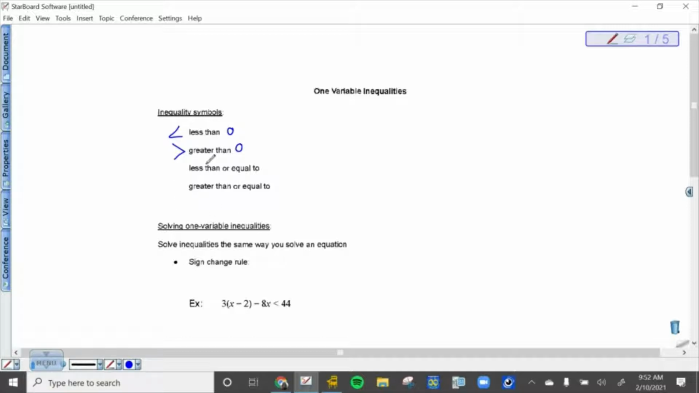Okay. And now less than or equal to, it's just that same symbol as the less than, but with the line underneath. And then greater than, same thing. And do I use an open or a closed circle for these? Good.